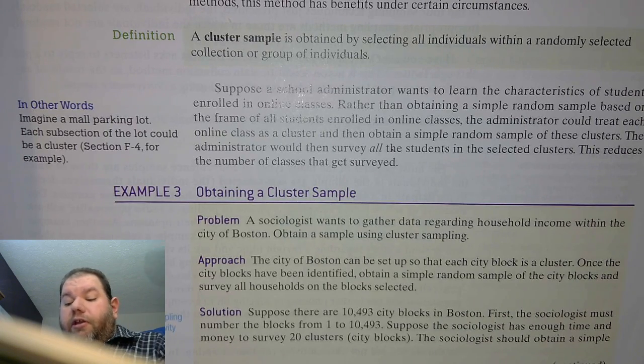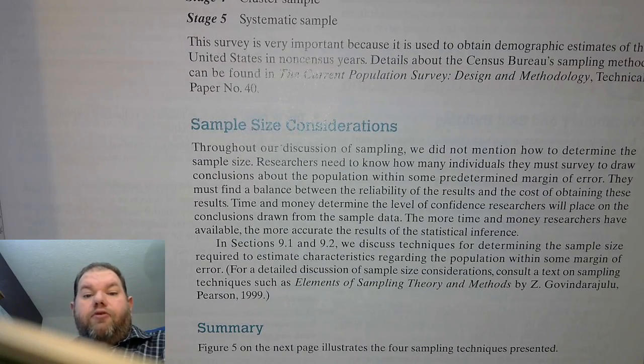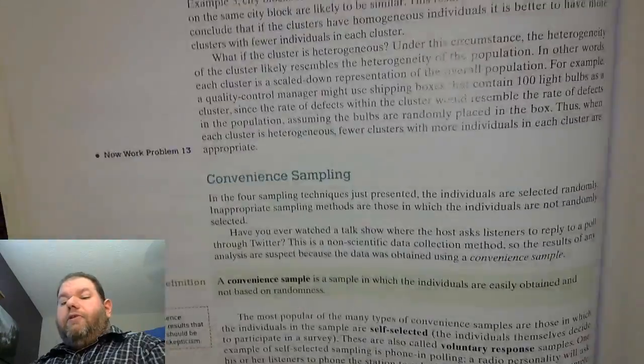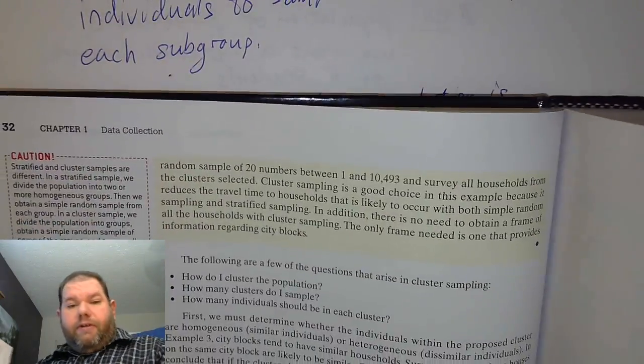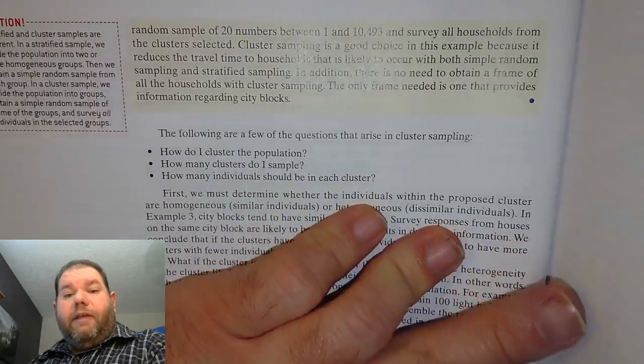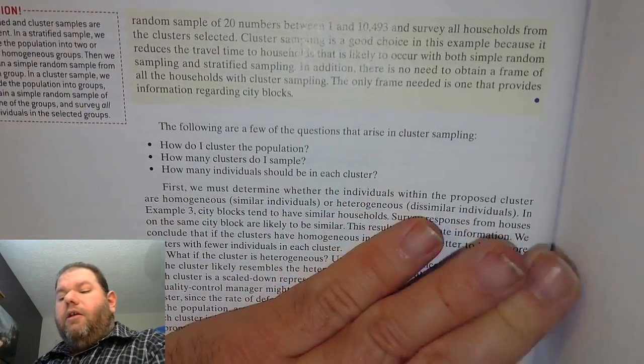So first, the sociologist must number the blocks from 1 to 10,493, and they only have enough time and money to survey 20 of these clusters, or 20 city blocks. The sociologist should obtain a simple random sample of 20 numbers. So basically, the sociologist knows she only has enough time and money to collect sample data from 20 city blocks.